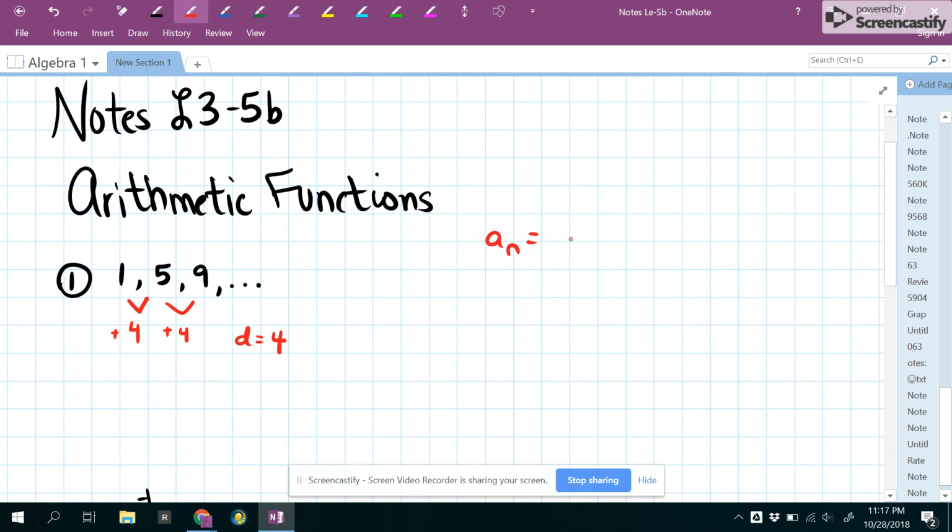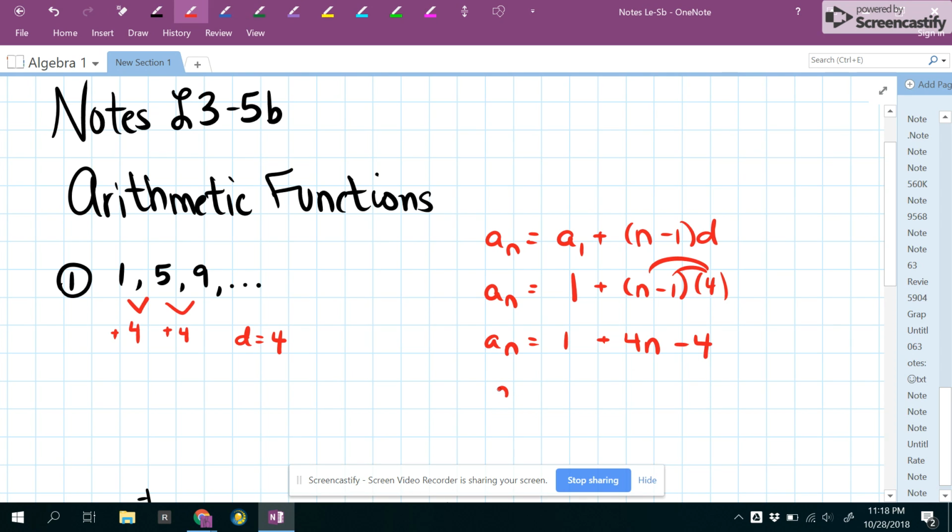a sub n equals a sub 1 plus n minus 1 times d. And again, you leave a sub n alone. You fill in your first number, leave the n minus 1 alone, fill in your common difference. We're going to simplify. So we're going to distribute properly, and we get that a sub n equals 4n minus 3.